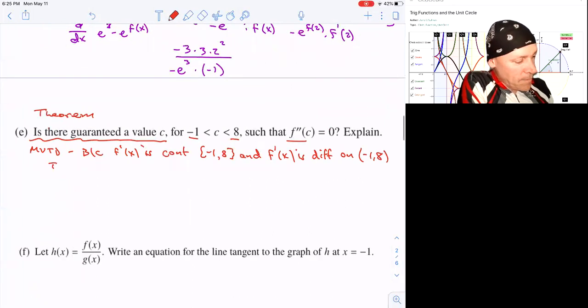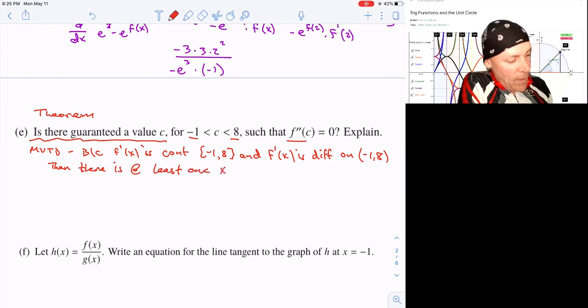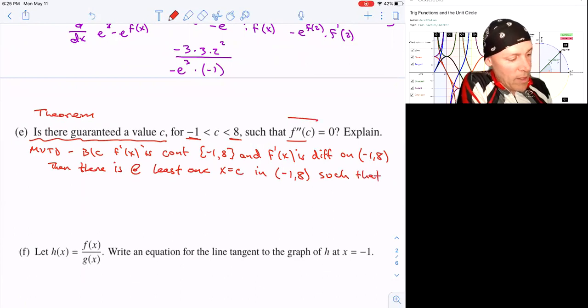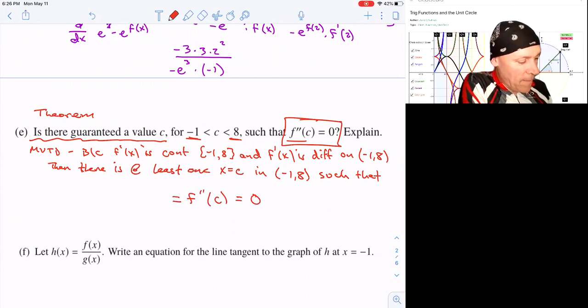Then there is at least one x equal to c in the open interval, just like they've got here. I'm just writing it in interval notation, -1 to 8, in that open interval, such that f double prime at c equals 0. And then what's the other side of that? This is saying that the slope of the tangent line at x equal to c is equal to the slope of the secant line.